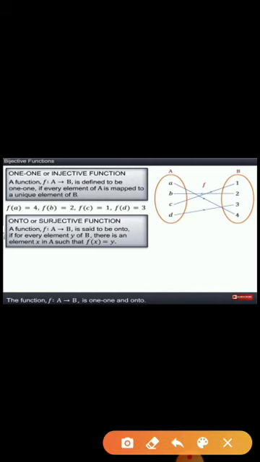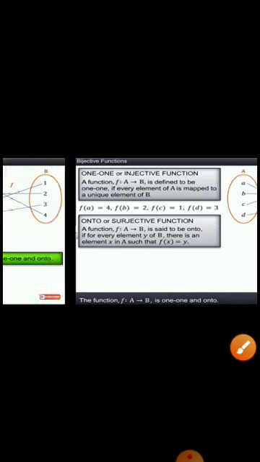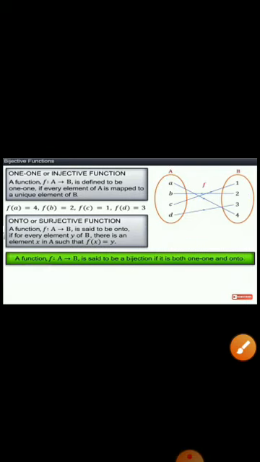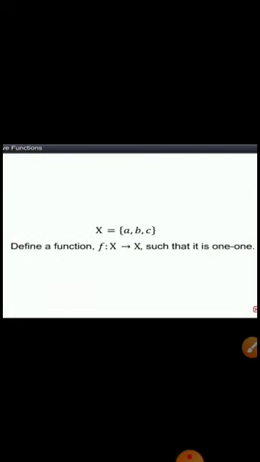Here A goes to 4, B to 2, C to 1 and D to 3. That means two distinct elements of domain have distinct images and hence it is 1-1. As well as each and every element of codomain has at least one pre-image and hence it is onto. Since it is both 1-1 and onto, therefore it will be your bijective function. Okay, so a function is said to be bijection if it is both 1-1 and onto.